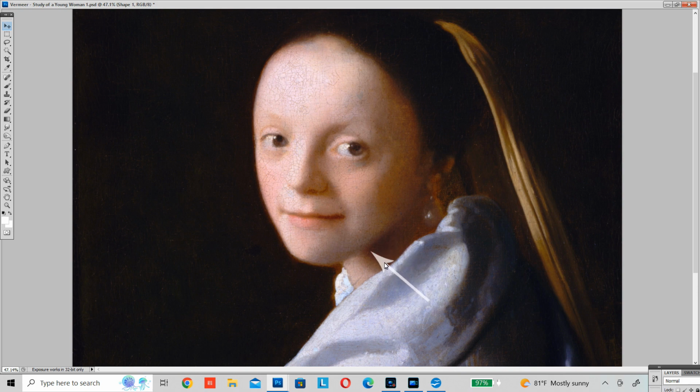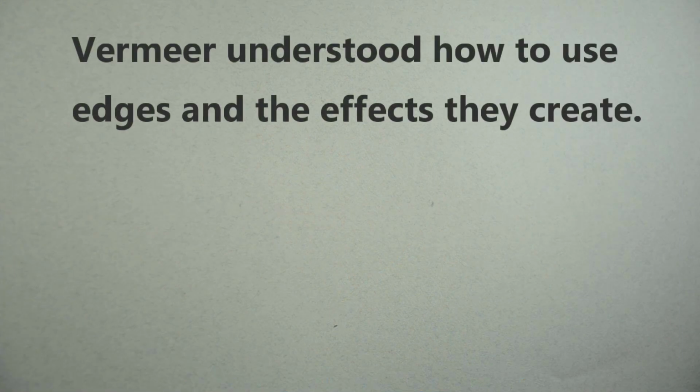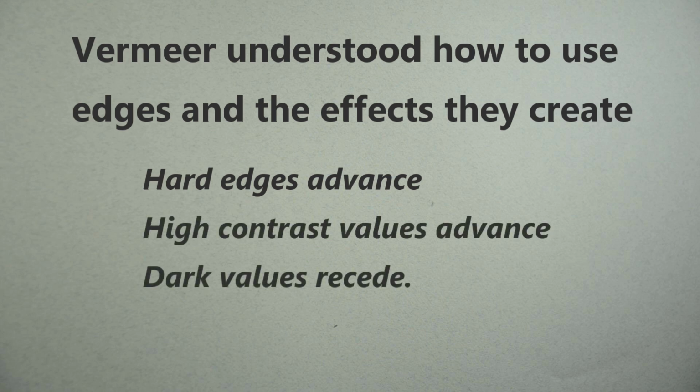In other words, the neck form is further away from our eyes than the cheek is. We are also aware that the girl's jaw area closest to her chin has more contrast next to the neck compared to the areas of her jaw that set back towards her hairline. Vermeer understood how to use edges and the effects they create. Hard edges advance, high contrast values advance, dark values recede, soft edges recede.